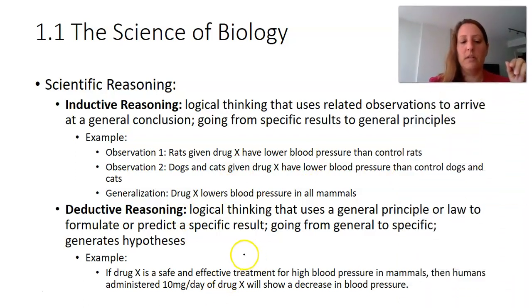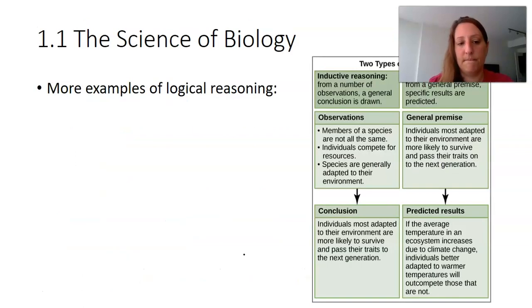Okay, so here is our example. If drug X is a safe and effective treatment for high blood pressure in mammals, very broad statement, then humans, now I'm getting specific, then humans administered 10 milligrams per day, that's really specific, of drug X will show a decrease in blood pressure. Okay, so I just went from general. Mammals, it works in mammals, it's going to work in humans. Now I can test that.